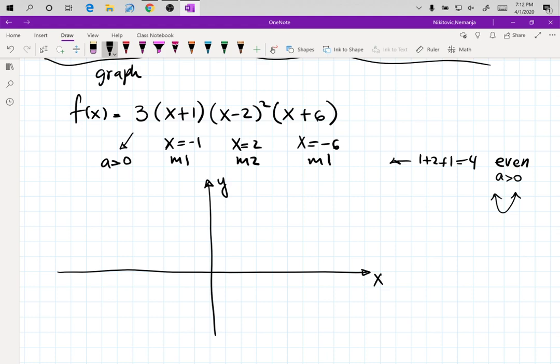So I have my root of -1. I have a root of -6, and I have a root at 2. And I have the behavior like that and the behavior like that. So connect the dots. That's what we're doing here. Connect the dots.